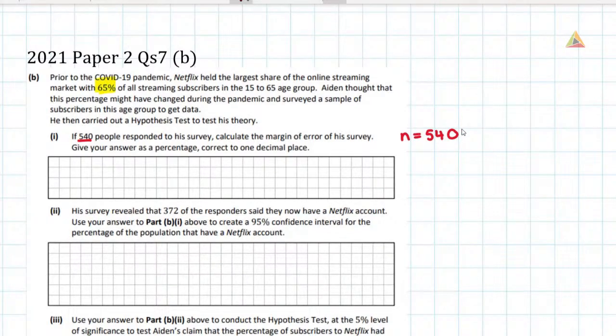So the first question is, calculate the margin of error of his survey and give your answer as a percentage correct to 1 decimal place. So to calculate the margin of error, we need our formula. So E is equal to 1 over the square root of n, where n is going to be our sample size. So E is going to be 1 over the square root of 540, as that was our sample size.